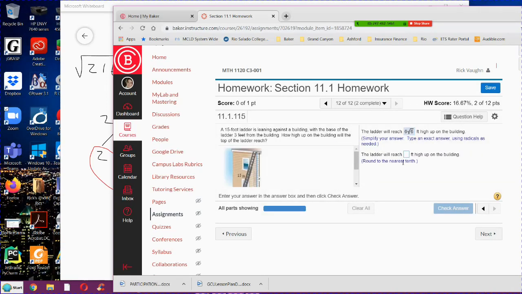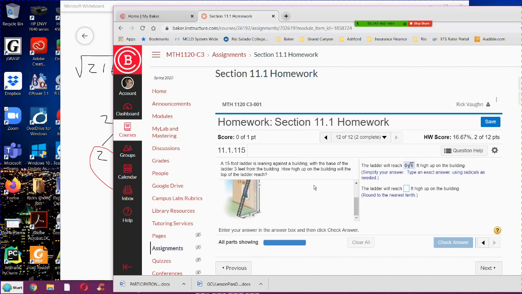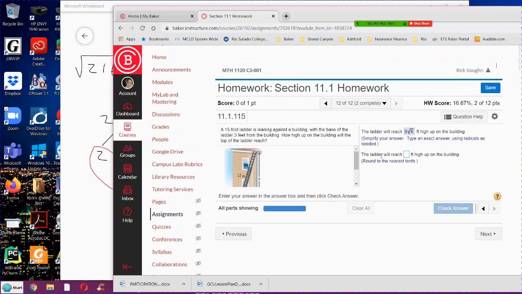Now, I think there's another part. So how far will the ladder reach up high on the building? Seems like the same question. What happened? Is there a second part to this? Oh, now it wants me to round to the nearest tenth. Same question, but they want this to be calculated.